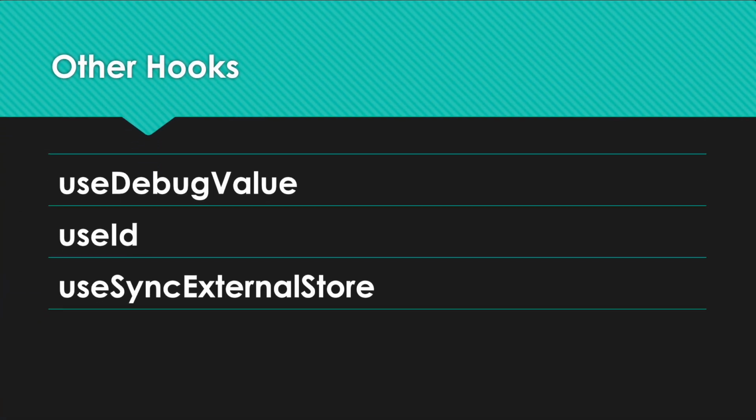And then we have other hooks. We have useDebugValue that lets us customize the label that the React DevTools will display for our custom hook. We have useId that lets a component associate a unique ID with itself. It can be used with HTML elements especially. And in the end, we have useSyncExternalStore that lets a component subscribe to an external store and get the data from it.